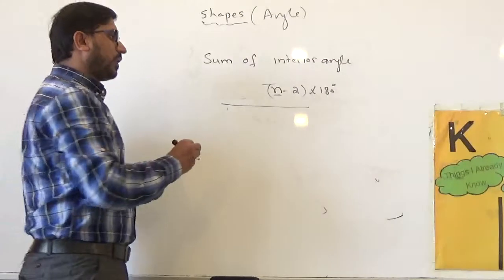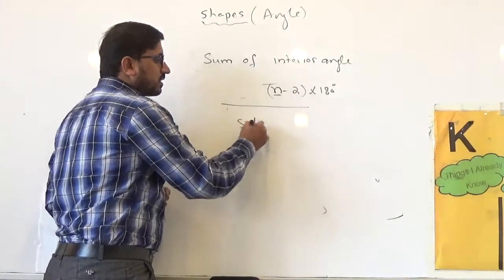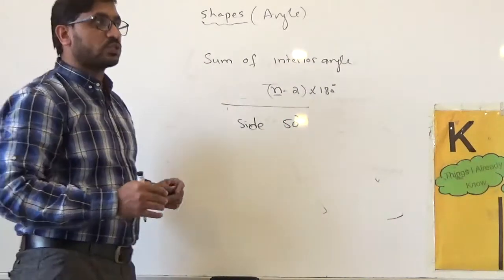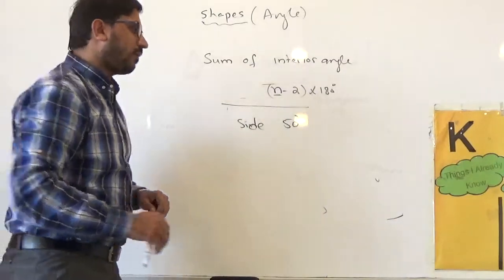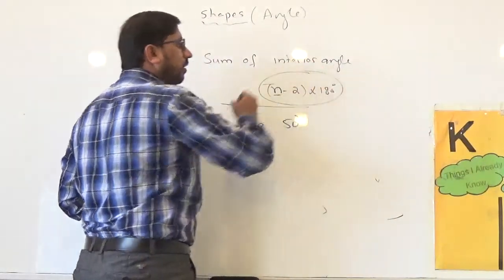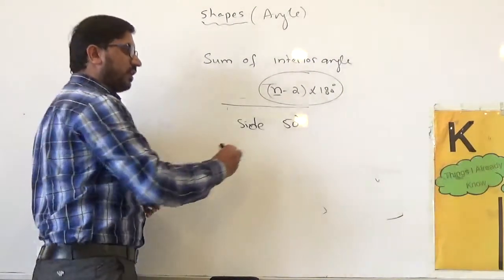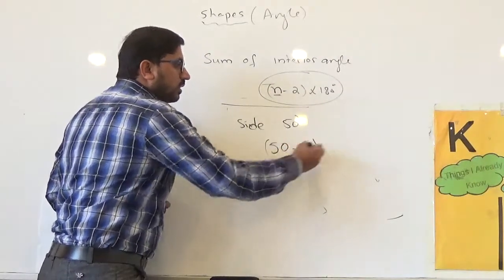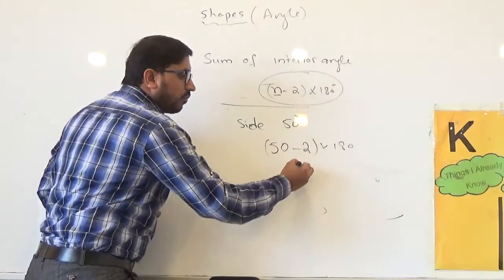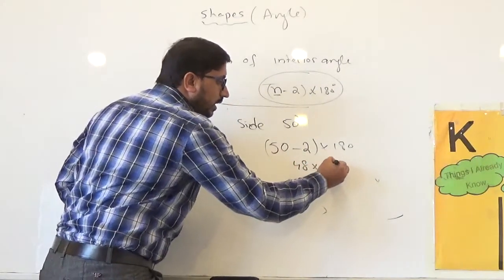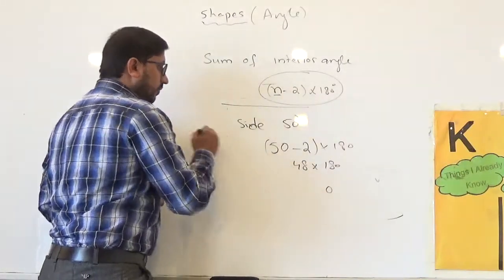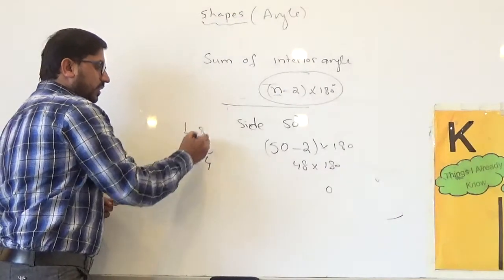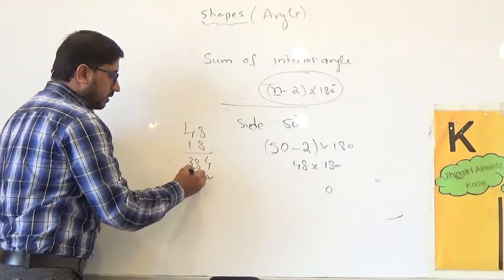Suppose we are given a polygon whose sides are 50 and we want to calculate the sum of interior angles for that polygon. We are going to use this mathematical formula. n is the number of sides, that means it's (50 minus 2) times 180. So this will be 48 times 180. You can just multiply them. 48 times 18 is 864, so the answer is 8640.